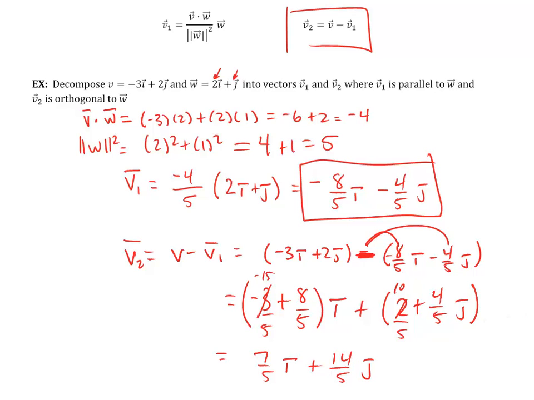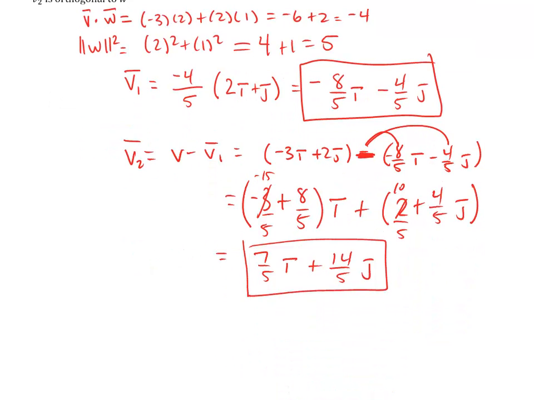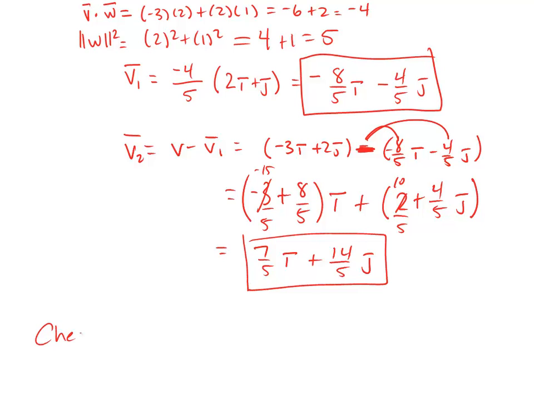And that's how we find the two vectors that are the decomposition of v into the direction of w and a direction orthogonal to w. What should be true is if you add v1 plus v2, you had better get v, right? If you add negative 8/5 to 7/5, you had better get negative 3, which I don't, so I did something wrong. This is negative right here, right? So you get negative here. There's my error. Good thing that I checked this.